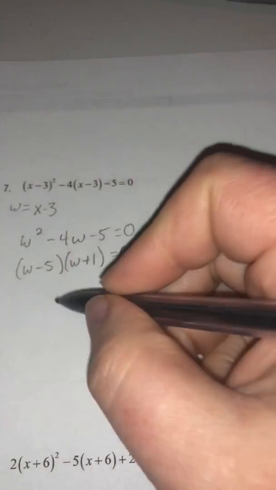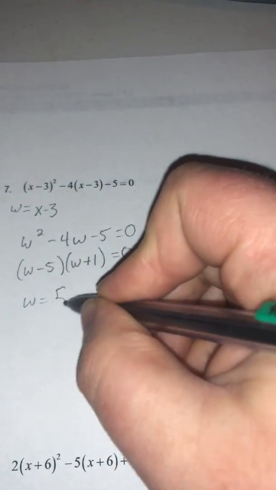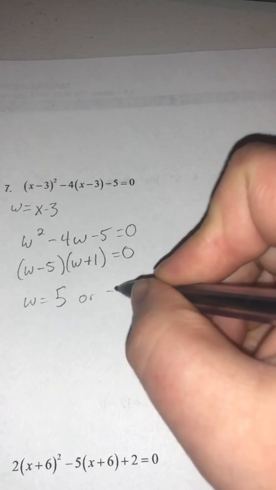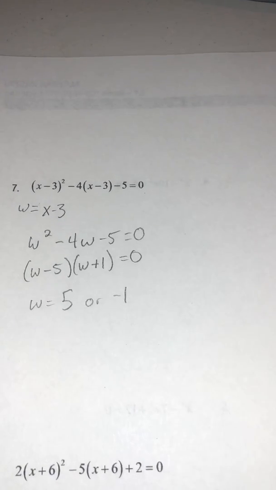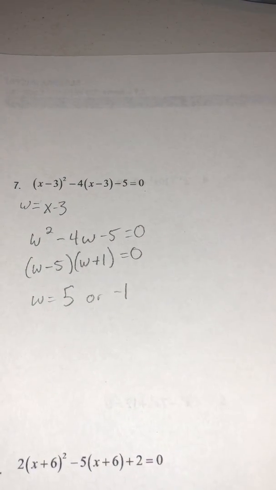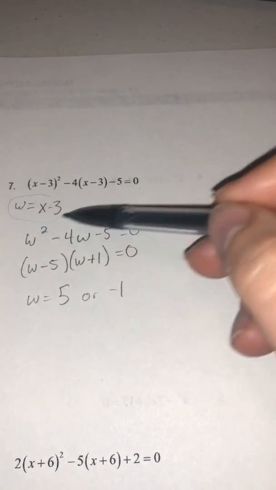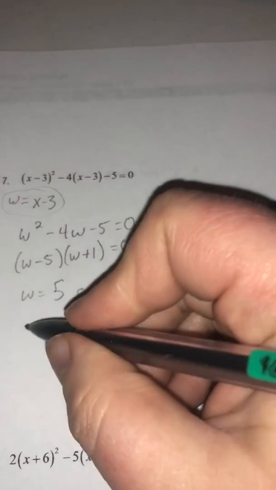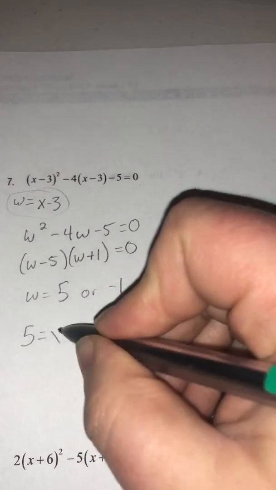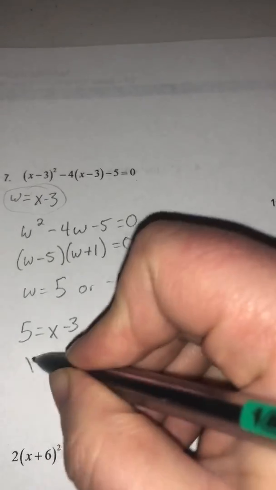Okay, so now I can solve for w. W has to equal positive 5 or negative 1, right? Now, I'm not quite done, though, because remember, I'm trying to solve for x, not w. So I'm just going to go back to that substitution right there. If w were 5, it'd be equal to x minus 3, which means that x would equal 8.